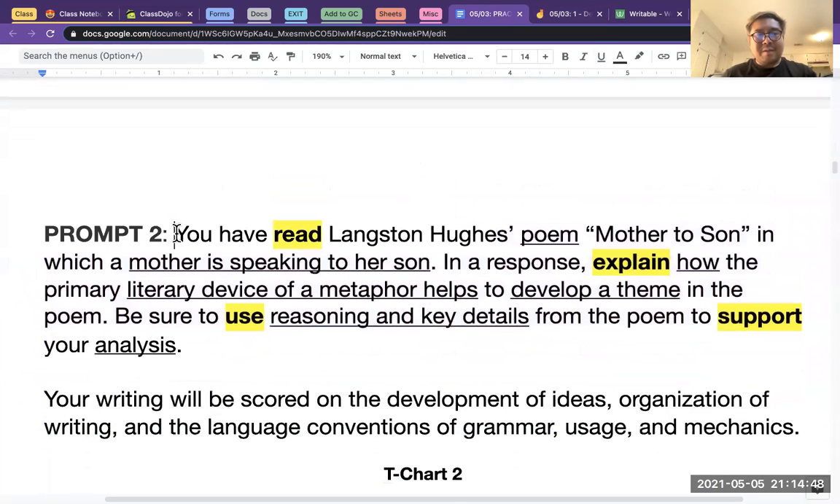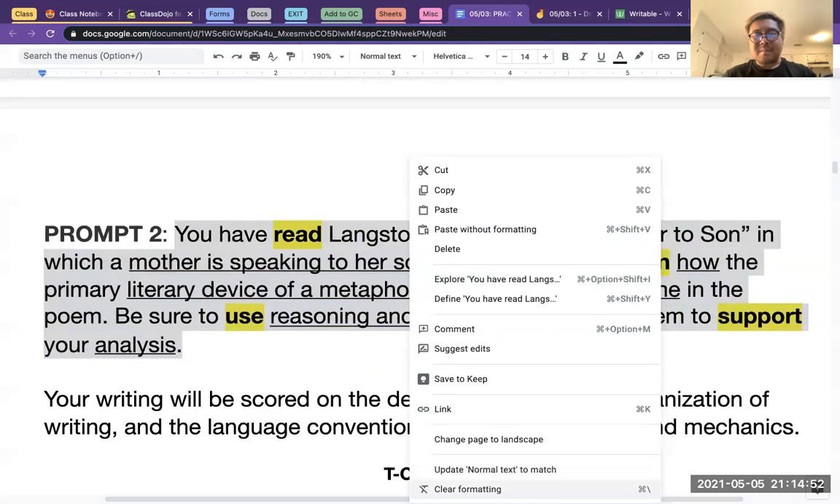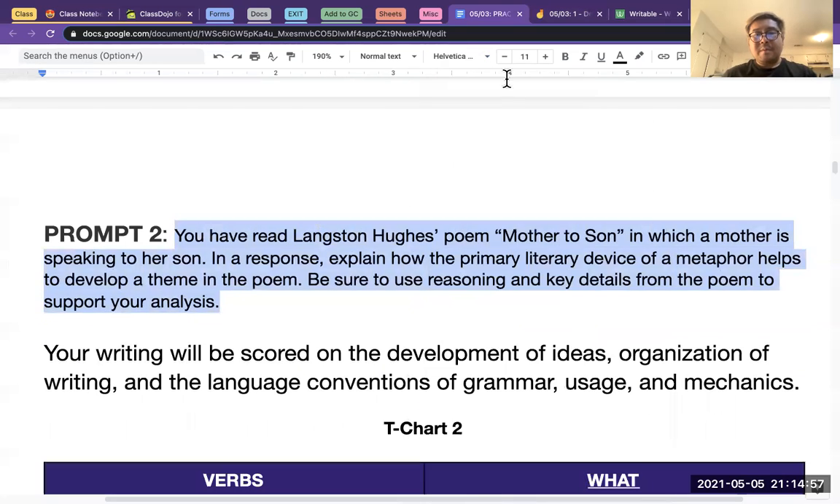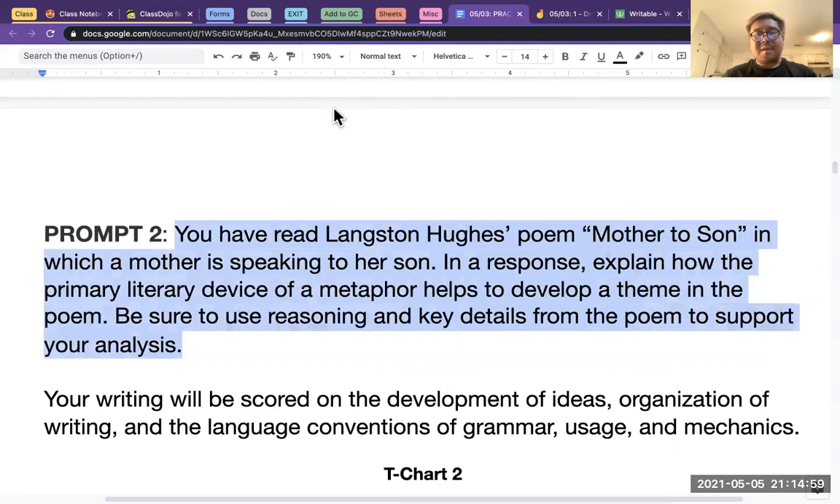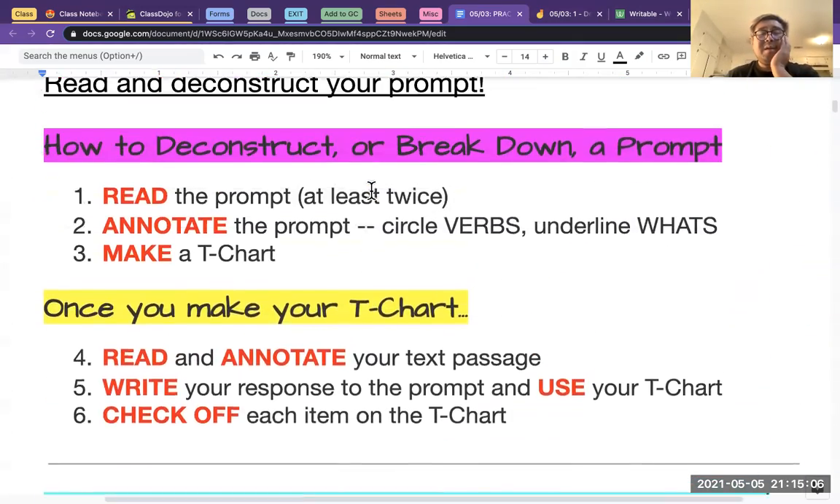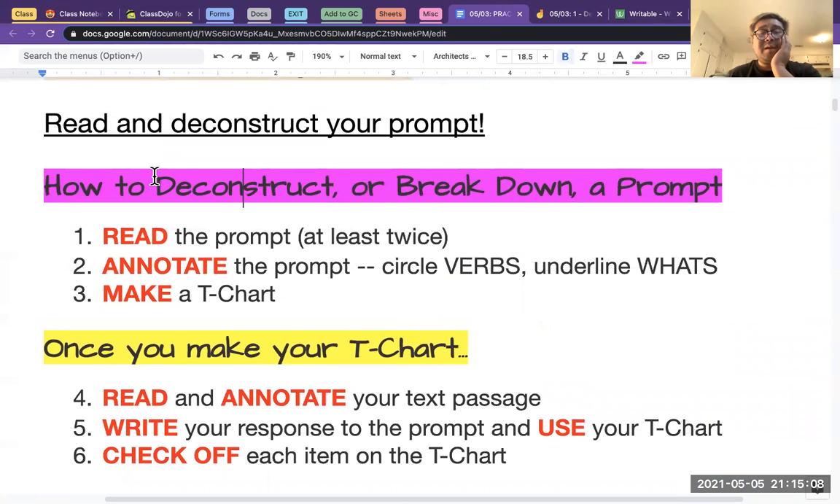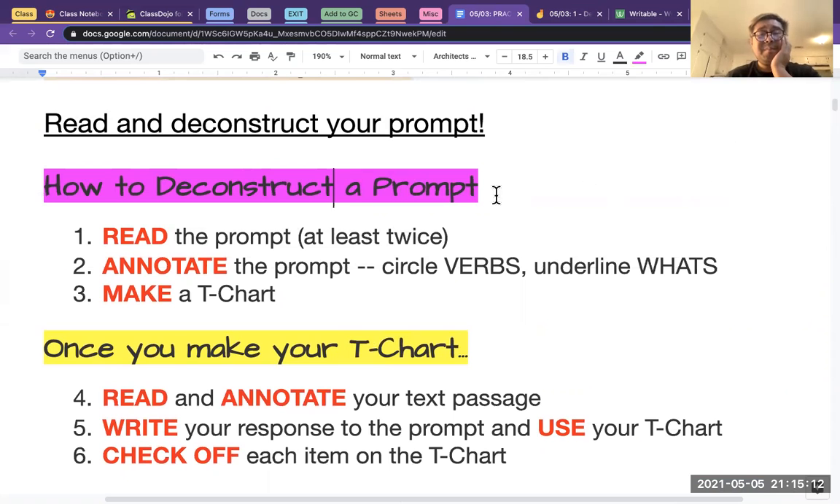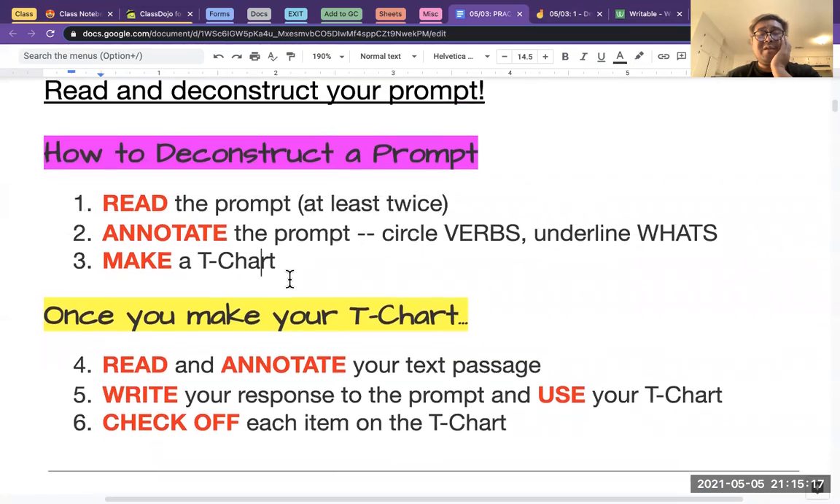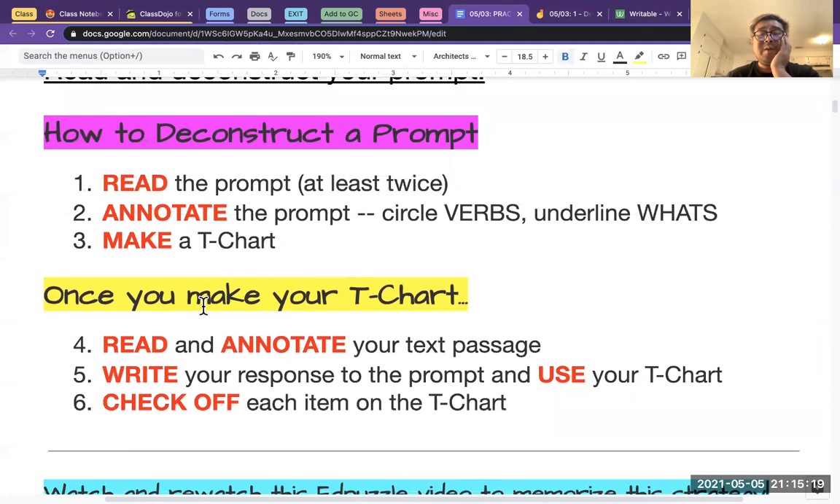Now let me undo this formatting so someone else can do this practice on their own. Almost done, y'all. Thanks for sticking with me. Okay, again, in this T-chart practice document, you have the steps to deconstruct a prompt. Now we've made a T-chart. If we've done the third step, once we have our T-chart, this is what we do.